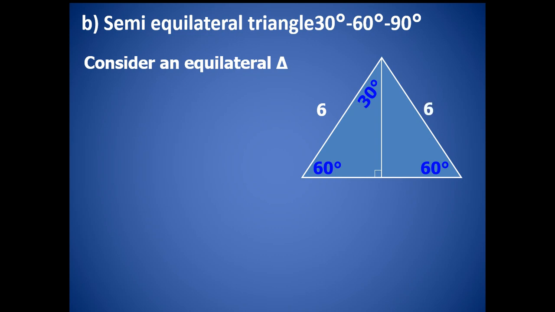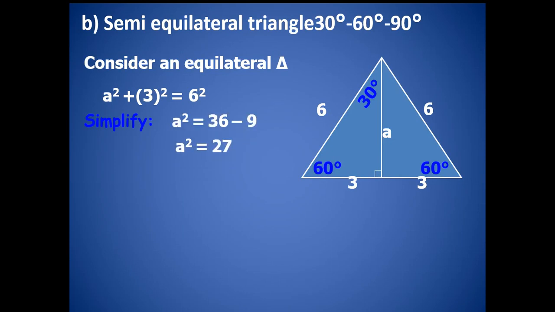So let's see. If it was an equilateral triangle and all the sides were 6, so 6, 6, 6, it means the small side here is 3 because it's a midpoint. So now I have a right triangle with one side 6, one side 3. How do we find the third side? I'm going to use Pythagoras, because I'm in a right triangle. I write the relation: a squared plus 3 squared equals 6 squared, because this is the hypotenuse. Then I solve and find the length of the third side, and the answer is 3 radical 3.